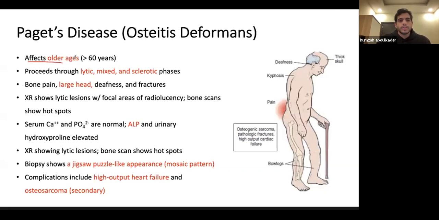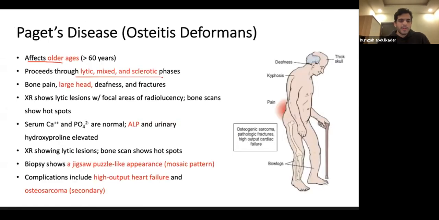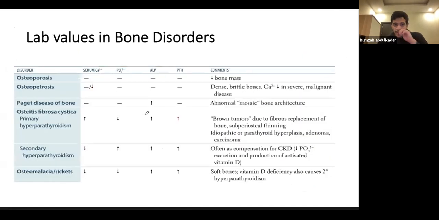It affects older ages. You guys know the pathophysiology. I won't go through the pathophysiology with you. You have a large head, deafness. All these you'll see over here. He said decreased hearing, right? Sometimes they'll mention their hat sizes, right? And so let me go to the lab values. What you'll see in Paget's disease is everything is normal, which is what we saw, and we'll only see elevated ALP.